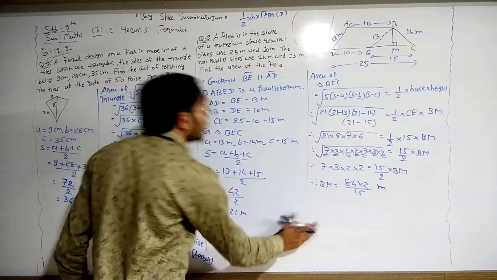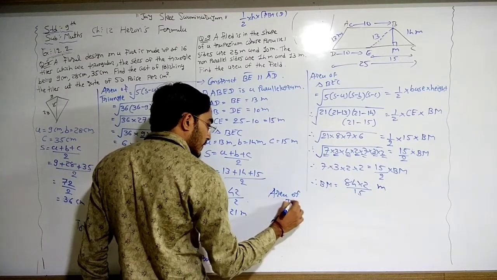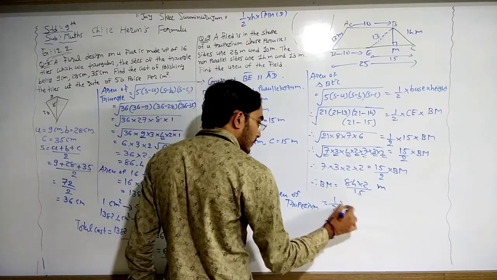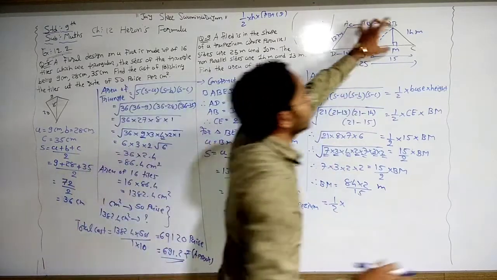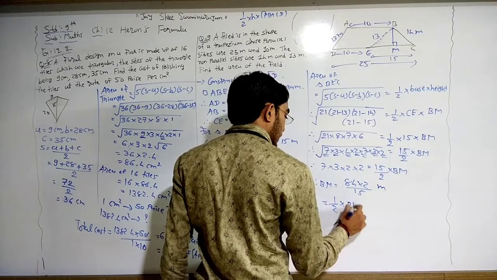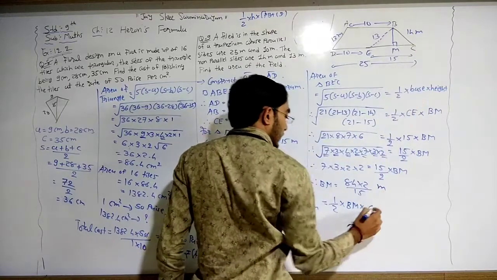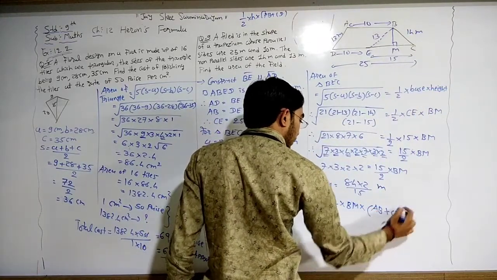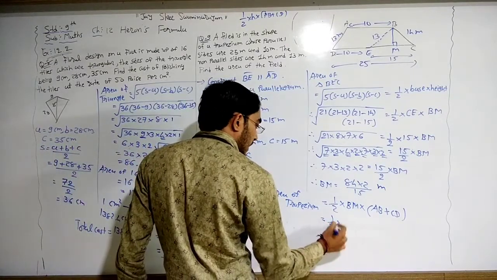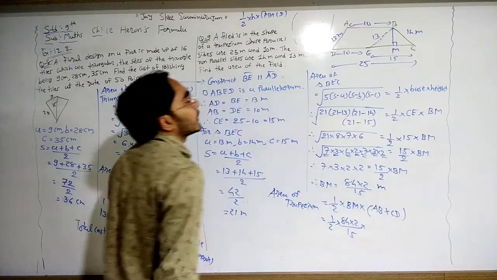Now finally put in the formula for the area of a trapezium. Area of trapezium is equal to half multiply height. Here our height is BM, and the sum of parallel sides. Now we have the parallel sides AB and CD, so AB plus CD. This is the formula for the area of a trapezium. So half into BM, and for BM we have 84 multiplied by 2 divided by 15.